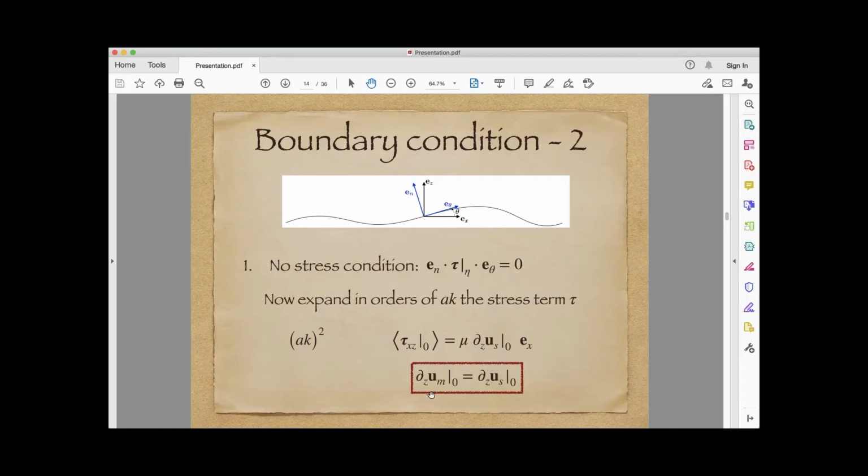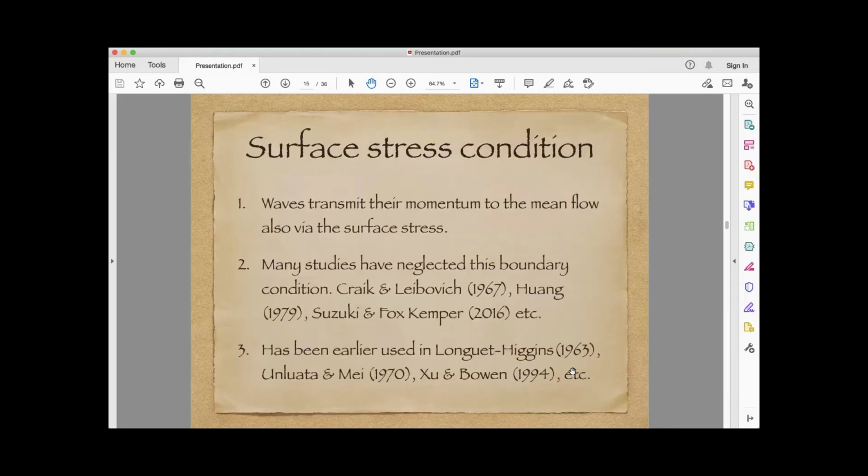This you can simplify, which basically says that the vertical derivative of the mean flow velocity field is equal to the vertical derivative of the Stokes drift velocity. So this is what you get when you do this averaging and this expansion in terms of AK. I'll stress a bit on the surface stress boundary condition because it's not very trivial. One way to think about this is that waves transmit their momentum to the mean flow via the surface stresses. So you have a surface stress induced by the wave on top of the mean flow, and this surface stress is actually a transfer of momentum from the wave to the mean flow.